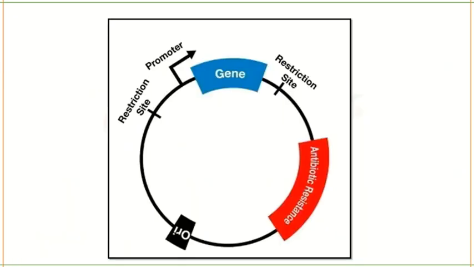So you can see in this picture a perfect picture of a plasmid. What are the components inside a plasmid? You can see it has a promoter region and a gene of interest. For this expression, a promoter is needed. Then a restriction site, you have antibiotic resistance, and you have an origin of replication. So these are the components of a plasmid.